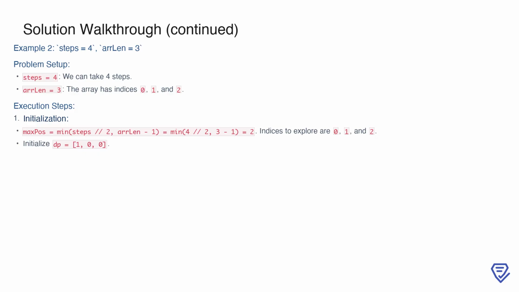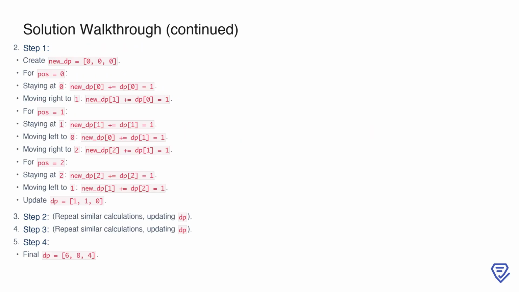We initialize the DP array to [1, 0, 0], which means there is one way to start at index 0 and 0 ways to start at indices 1 and 2. For the first step, we create a new_dp array initialized to [0, 0, 0]. At position 0, staying at 0 adds 1 to new_dp[0], and moving right to 1 adds 1 to new_dp[1]. At position 1, staying at 1 adds the value of dp[1] to new_dp[1], moving left to 0 adds dp[1] to new_dp[0], and moving right to 2 adds dp[1] to new_dp[2].